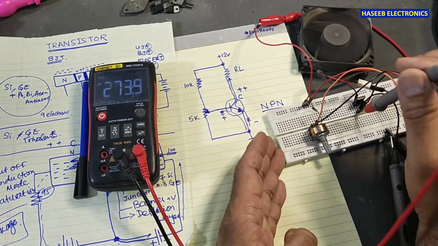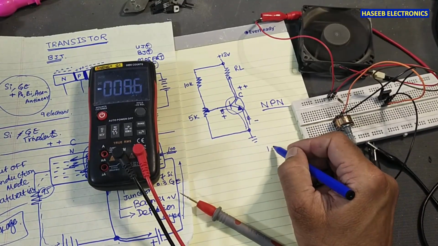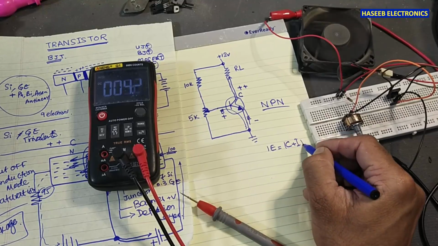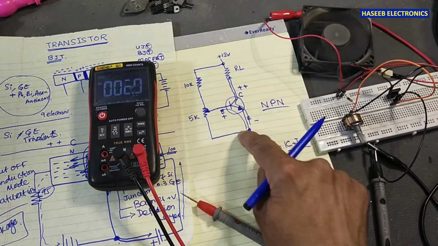We can say emitter current is equal to IC plus IB. Emitter current is equal to collector current plus base current.